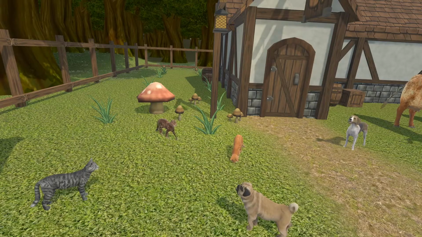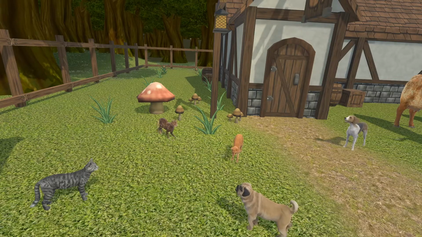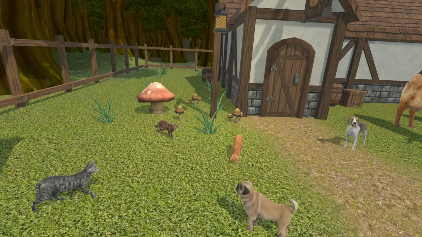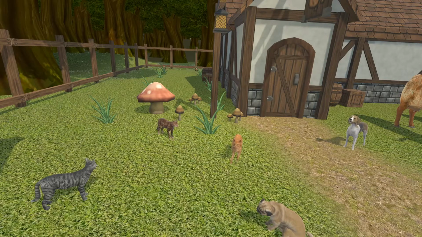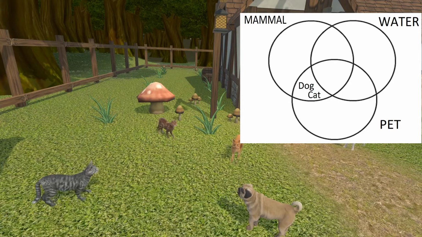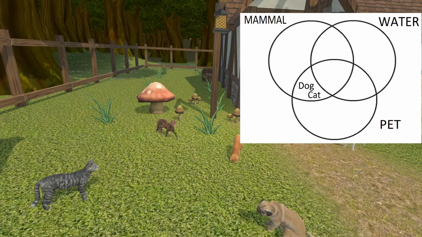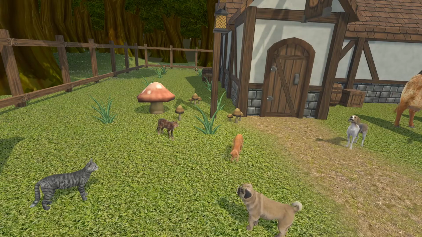Right, we have a few animals here. We have some cats and we have some dogs. Well, cats and dogs are both mammals, and they can both be had as pets. So we're going to put both of these into the pets and the mammal circle, which is right here. So let's go have a look at a couple more.